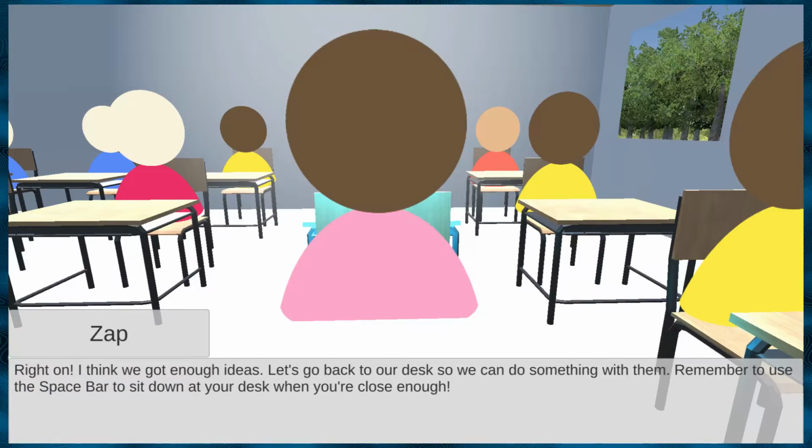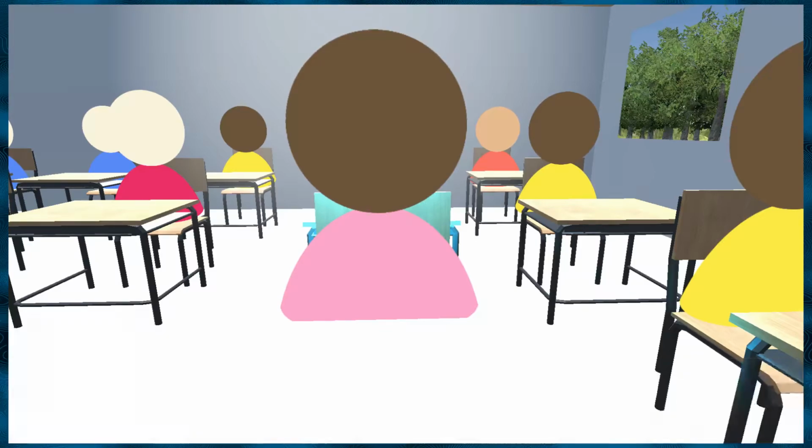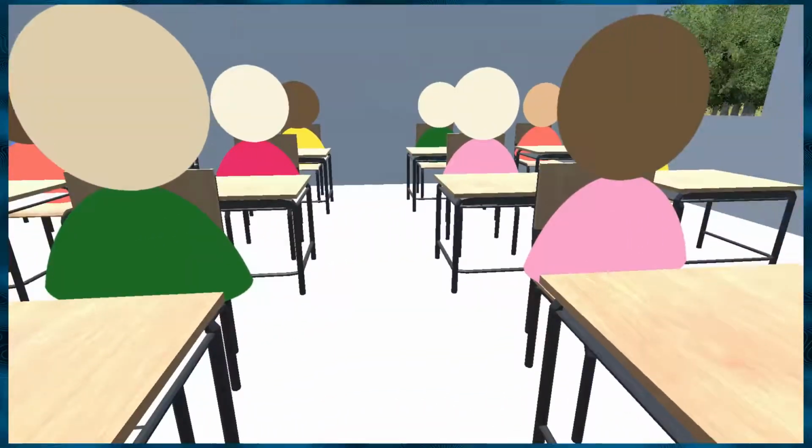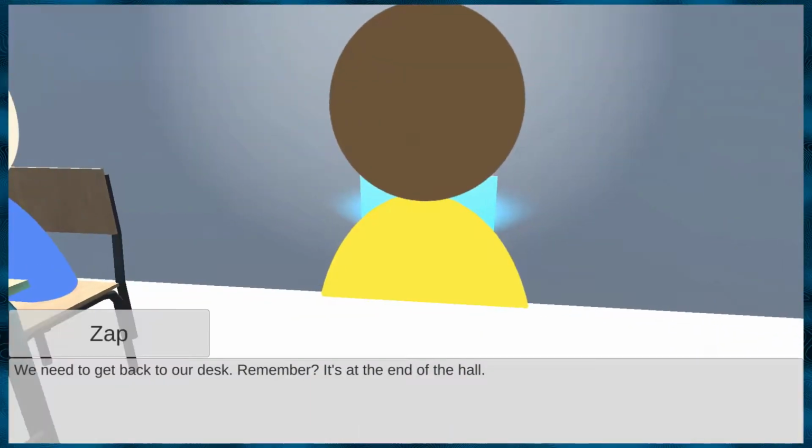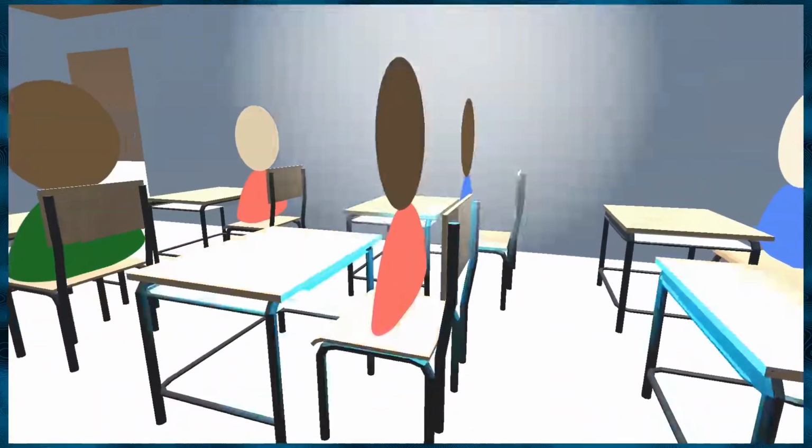I think we got enough ideas. 4. Let's go back to our desk so we can do something with them. Remember to use the spacebar to sit down at your desk when you're close enough. Okay. No point in talking to the students in the back or anything. Okay. 4 students. That's a good sample size from this classroom. Thank you. Teaching us statistics.